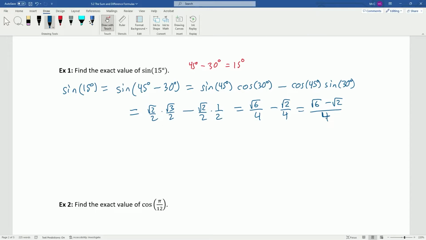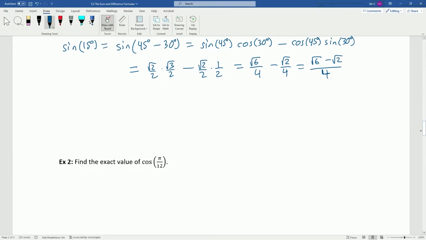So when we're trying to find the exact value of these trigonometric functions at these other sort of odd angles, we just have to figure out how to rewrite that angle in terms of angles that we already know values for. Okay, so find the exact value of cosine of pi over 12. Well, that might seem trickier.